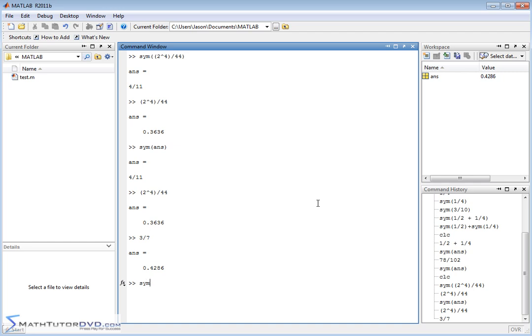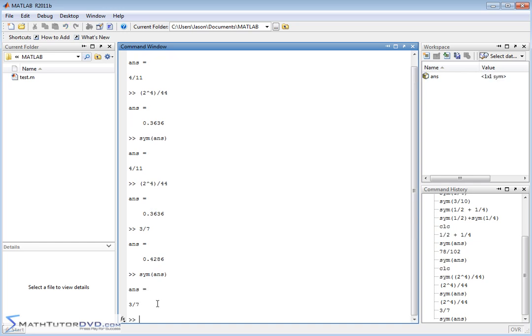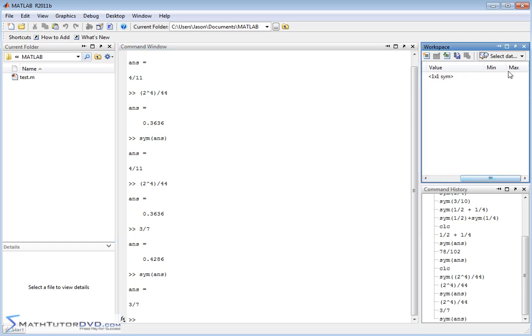Now if I take symbol and convert the last answer to a symbol, so in this case it's going to take 0.4286 and convert it to a fraction, and I'm going to get 3/7. Notice this changed over here. The icon changed to like a cube, and the value is not really given to us. The value says it's a 1/1 symbol. And if I scroll over like this, the min and the max isn't even really listed here.